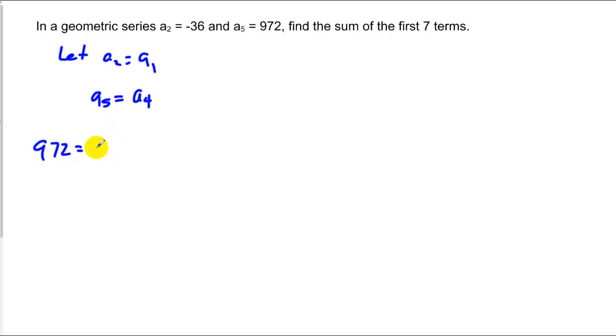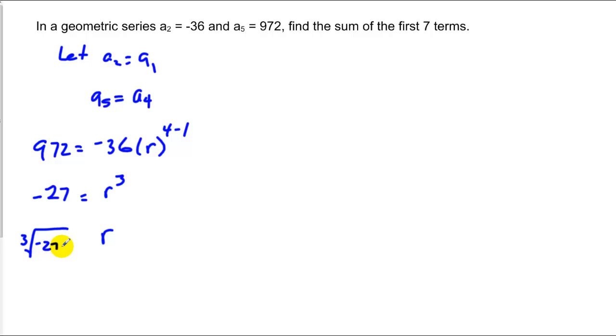And what I'll have next is 972 would equal negative 36 times the ratio, which I don't have, to the 4 minus 1 power. Divide both sides by 36, and I end up with negative 27 is equal to the ratio to the 3rd power. Cube root both sides, and I have a ratio of -3. And with this, I should be able to get everything done in the problem.